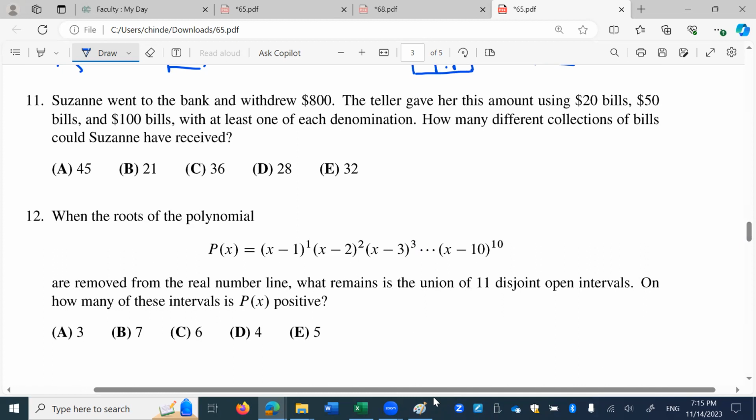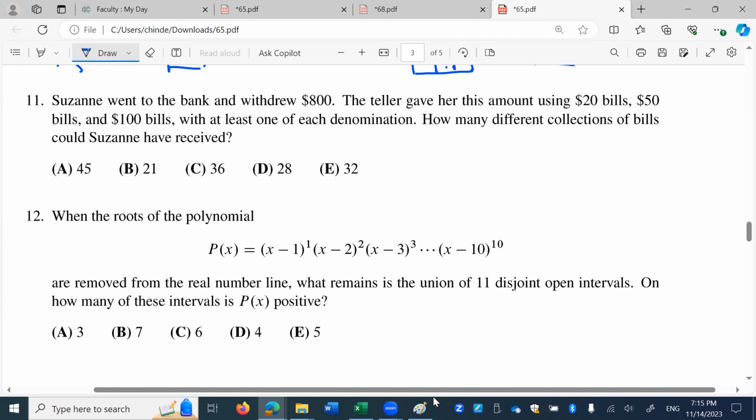All right, we have $800 using 20, 50, and $100 bills. How many different collections of bills are possible? We have at least one of each. Well, one thing we realize is that 800 is an even number of 20s, and so is 20, and so is 100. But 50 is an odd number of 10s. And so we have to have an even number of 50s no matter what.